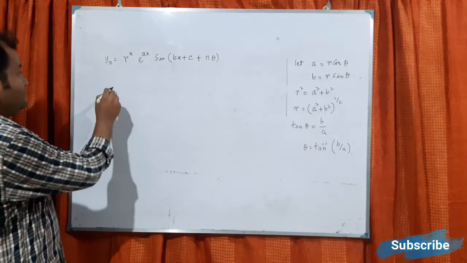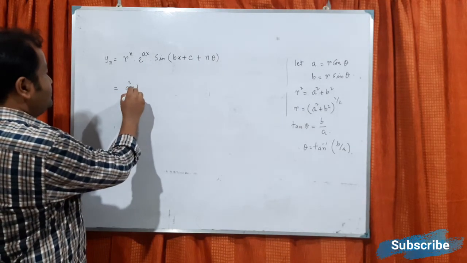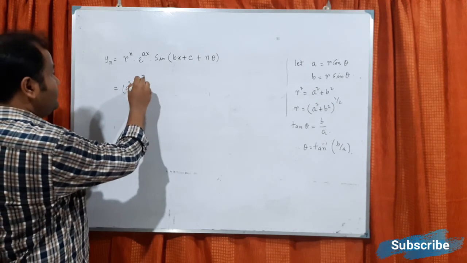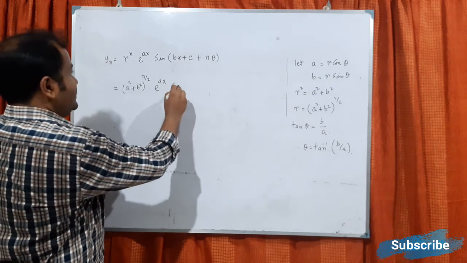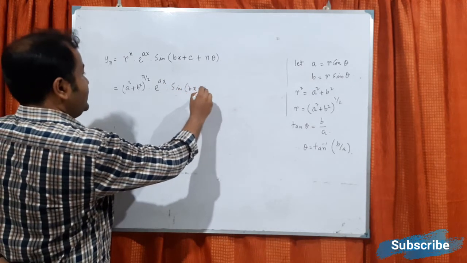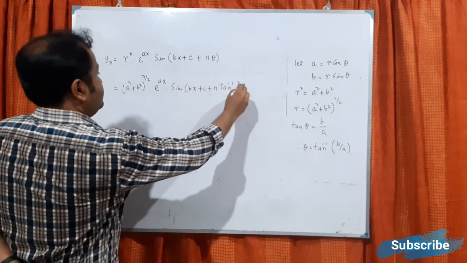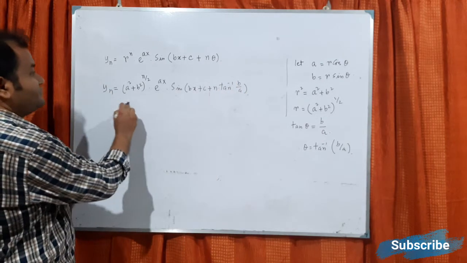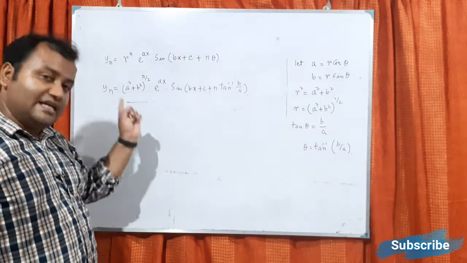So now simply I can put that. So it will be (a square plus b square) power n by 2 into e power ax sin of bx plus c plus n tan inverse b by a. This is yn. Done. So this is very easy if you understand the calculation.